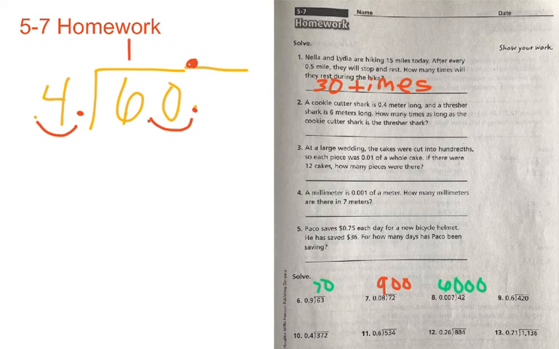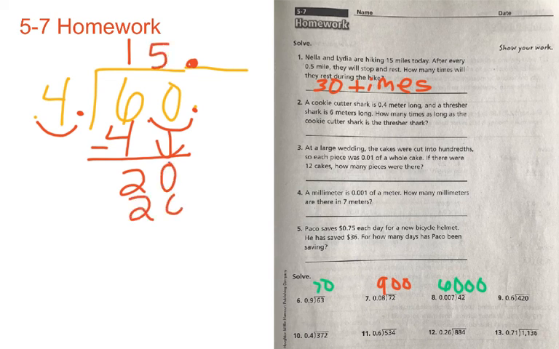4 can go into 6 one time, and 4 times 1 is equal to 4. So I can go ahead and subtract: 6 minus 4 is equal to 2. Bring down your 0. 4 can go into 20 5 times, and 4 times 5 is equal to 20. And you're left with no remainder. So your answer is going to be 15 times as long. So that thresher shark is 15 times as long as the cookie cutter shark.